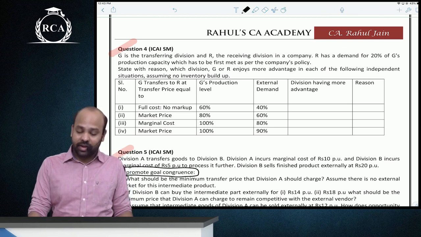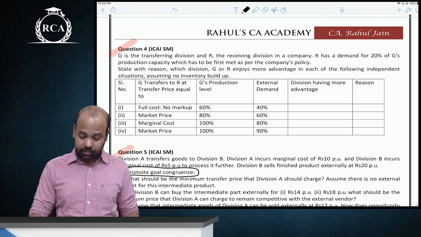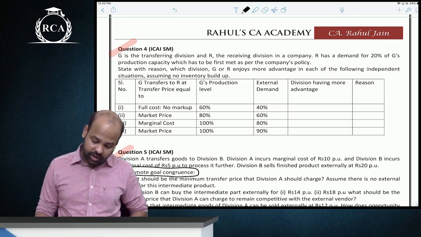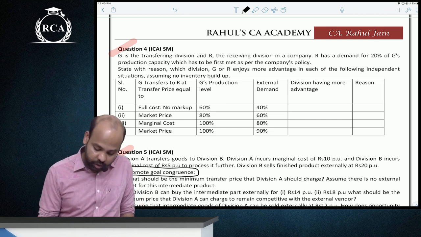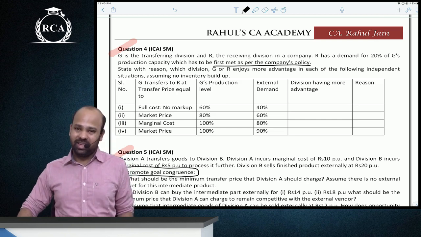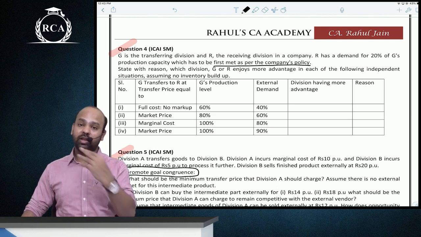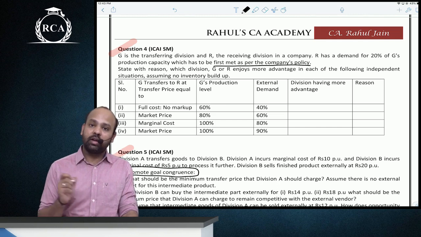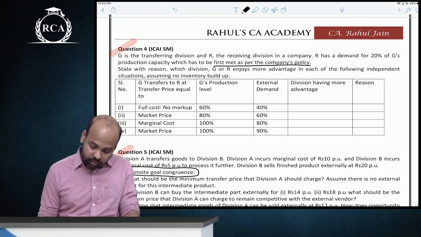G is the transferring division. R is the receiving division in a company. R has a demand for 20% of G's production capacity, which has to be first met as per the company's policy. The company's policy, beta: negotiated transfer price nahi hai. Matlab you are not giving them autonomy to decide whether they want to sell internally or in the external market. As per the company's policy, internal transfers should be met first. Internal priority should be given to internal transfers.